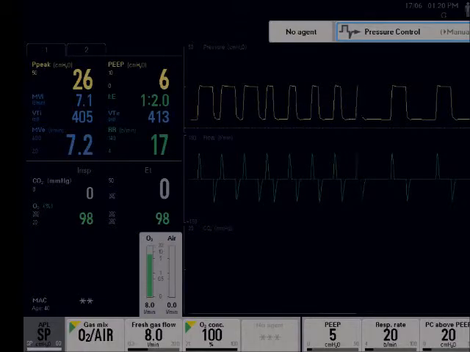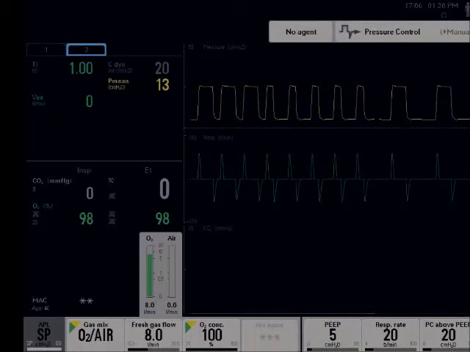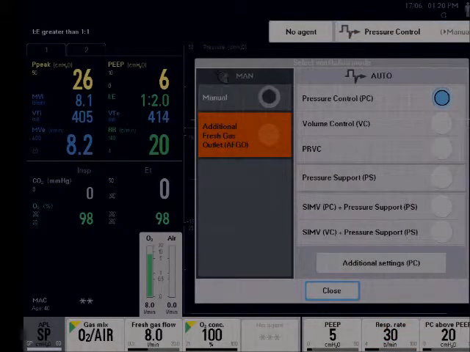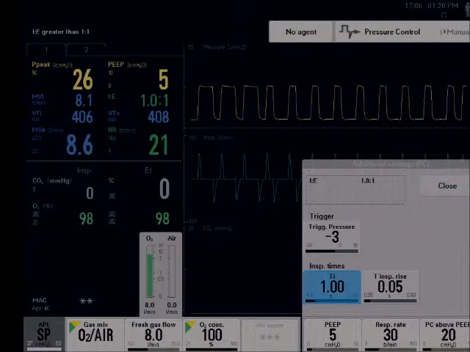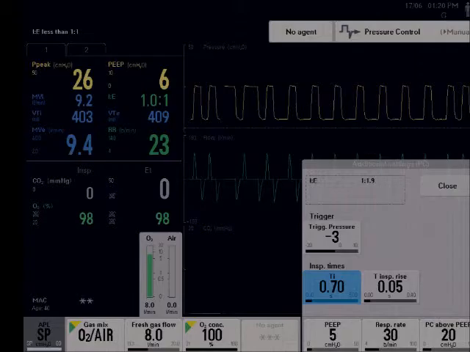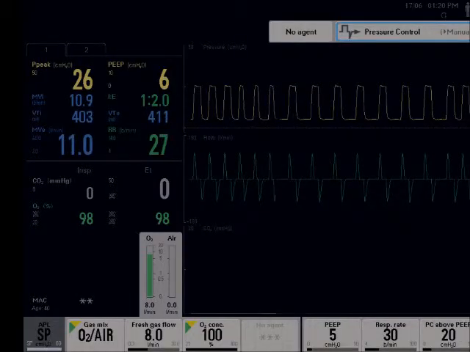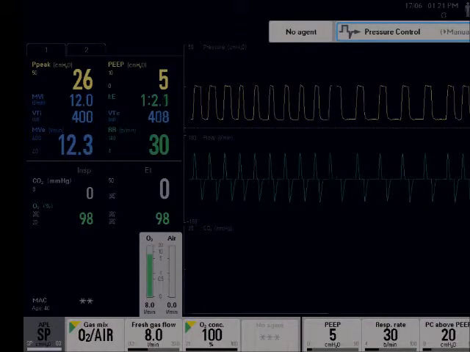Now what we're going to do is increase the rate to 30 and see what it does. Here's the same compliance. I haven't changed compliance. And I'll change the rate to 30 and change my inspiratory time to keep the exact same IE ratio. And as you notice, with this compliance and this respiratory rate, we haven't really had an effect on the tidal volume that much at all.